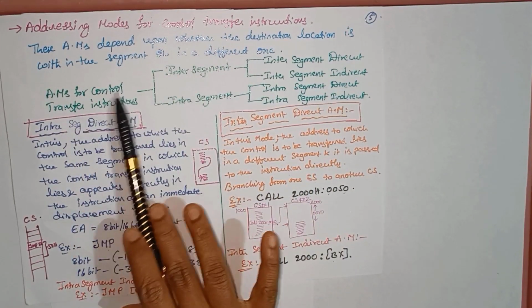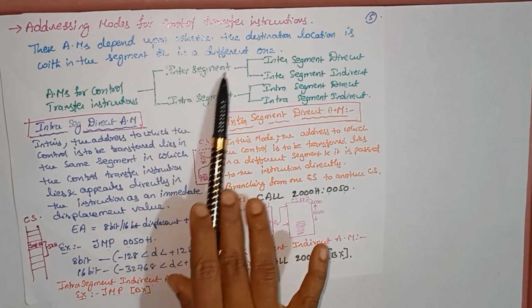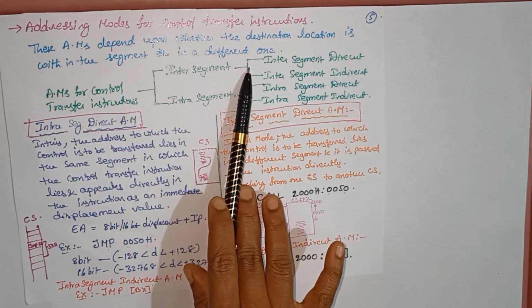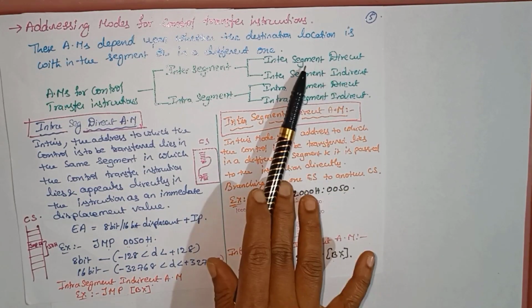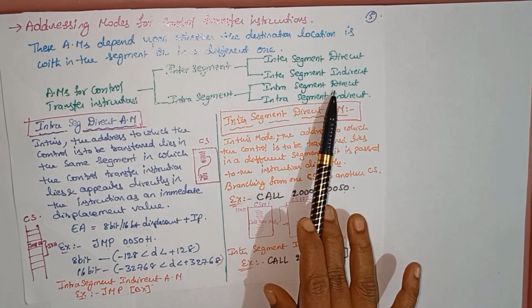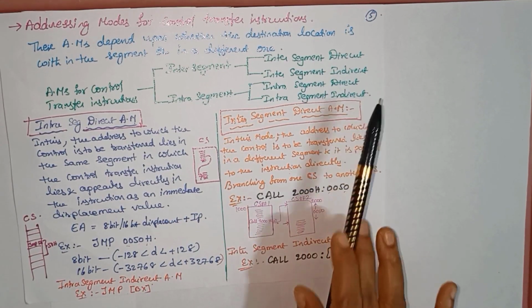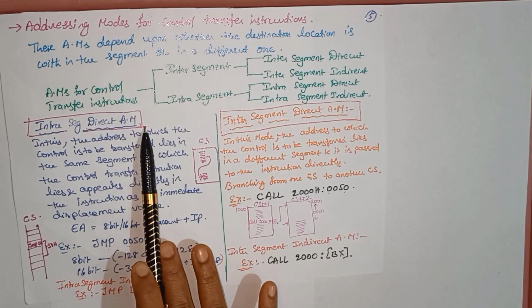Let us see addressing modes for control transfer instructions, divided into two types: intersegment and intra-segment. Intersegment is again divided into direct and indirect ways. We can mention intra-segment also in direct way or indirect way. Okay, let us see intra-segment direct addressing mode.